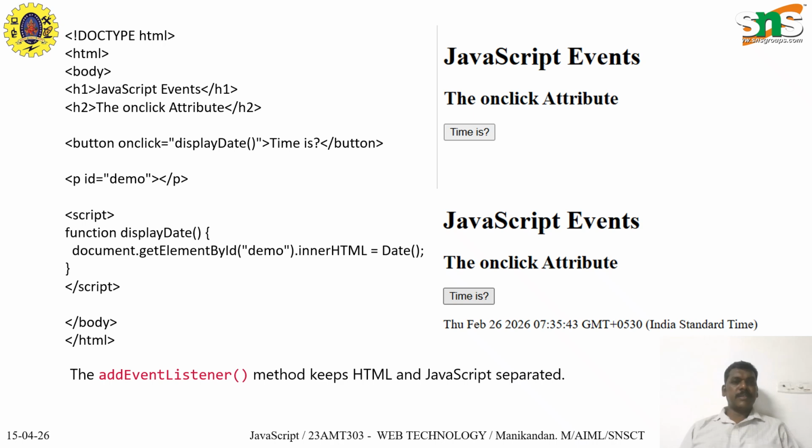In this example, we are creating an HTML file. Using that, we have created an onclick functionality. While clicking a button, the script will run and the current system date and time will be displayed on the screen. We are creating a function named displayDate: document.getElementById demo .innerHTML equal to Date. We are calling the Date function.